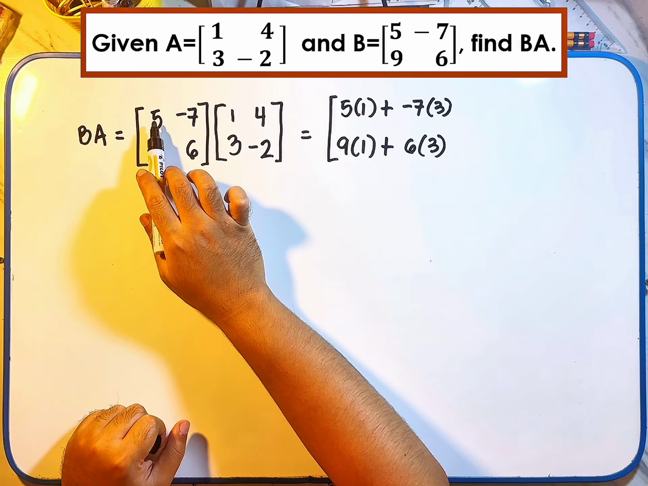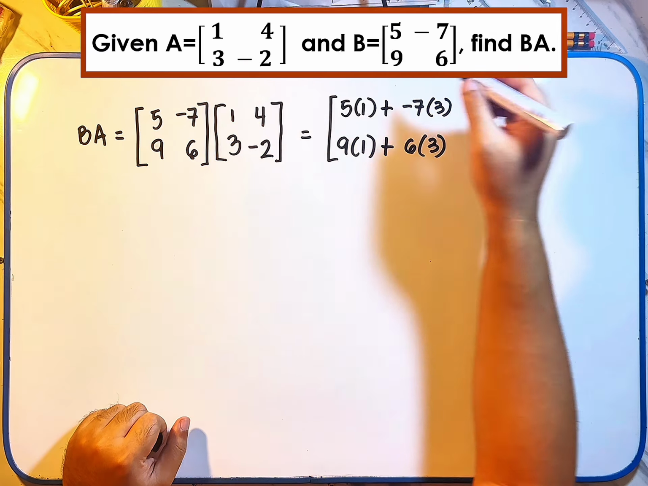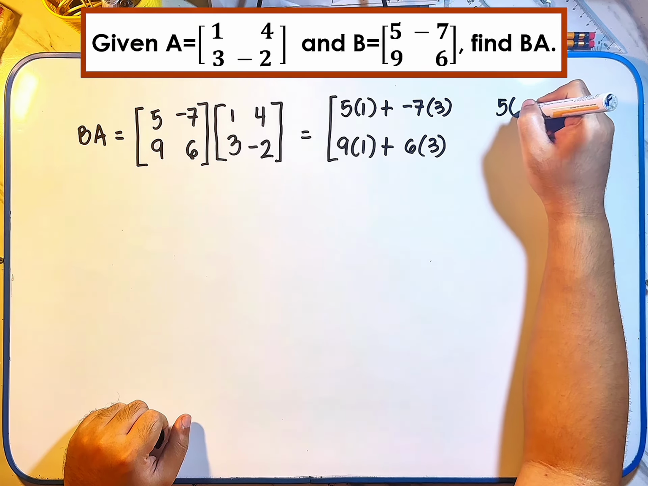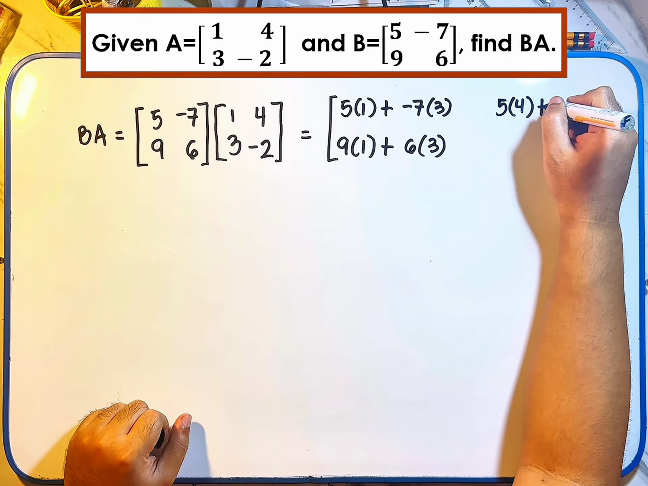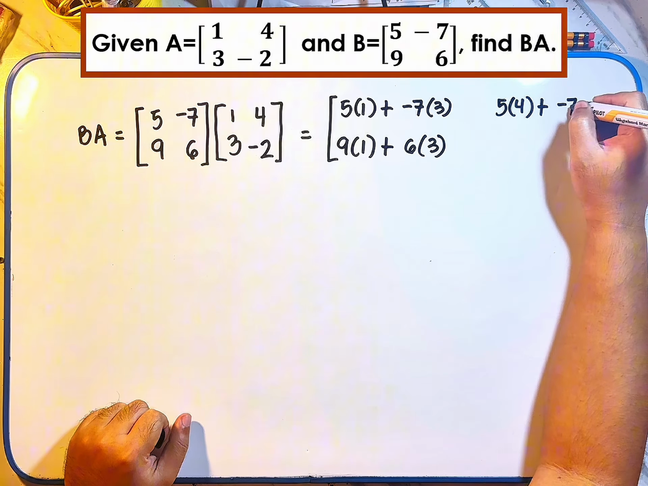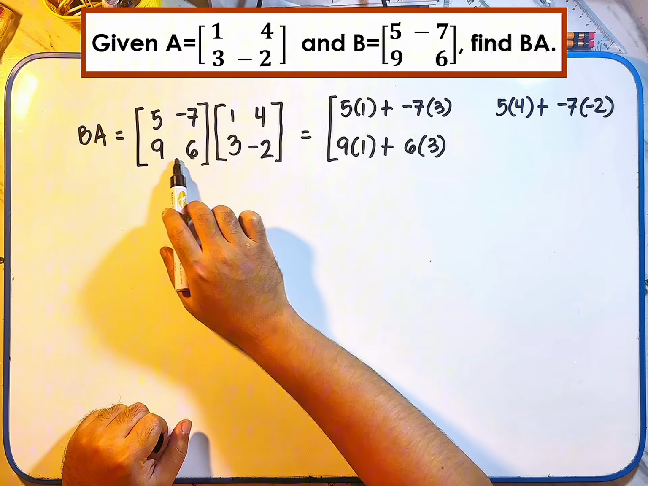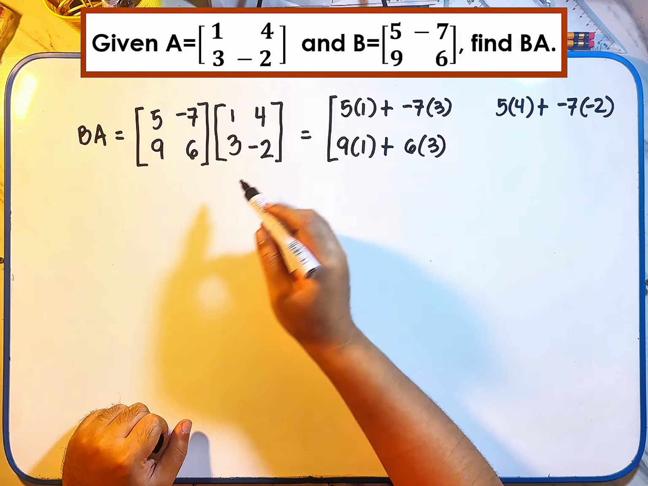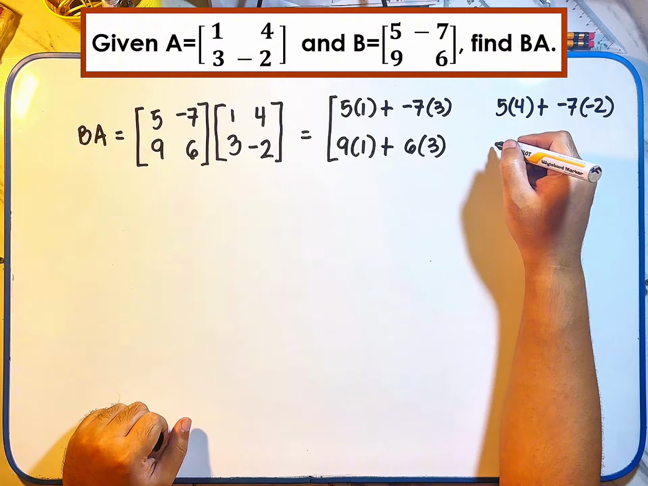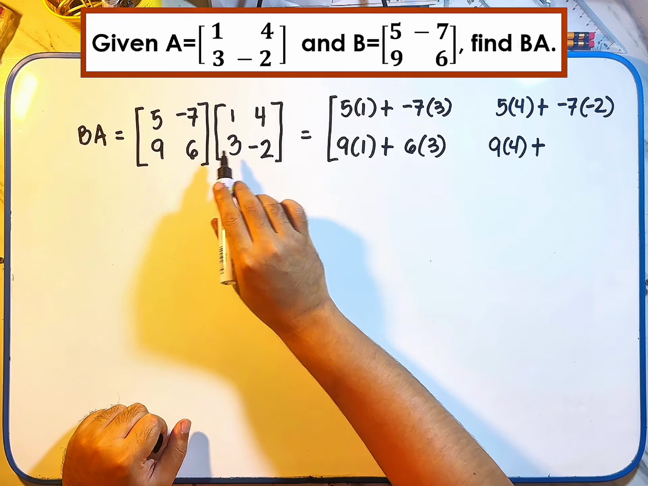Next, multiply the first row to the second column. 5 times 4 plus negative 7 times negative 2. Next, the second row, multiply to the second column. 9 times 4 plus 6 times negative 2.